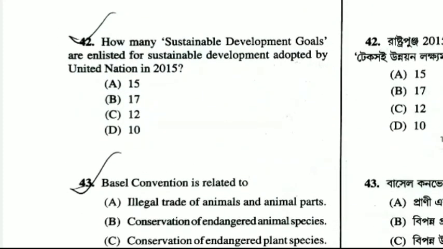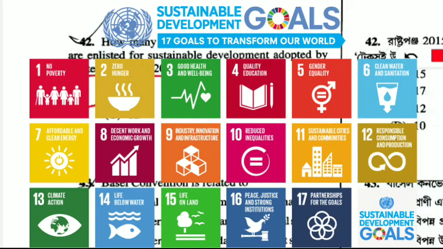Let's move to the next question, question 42. How many sustainable development goals are enlisted for sustainable development adopted by the United Nations in 2015? It is a very, very easy question. You must be knowing that. Option B, 17 sustainable development goals are there. So this is the picture. You should note down. I will recall.